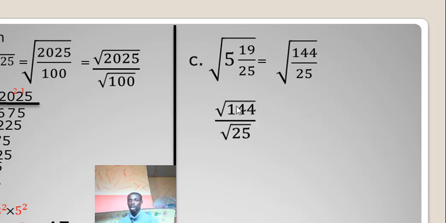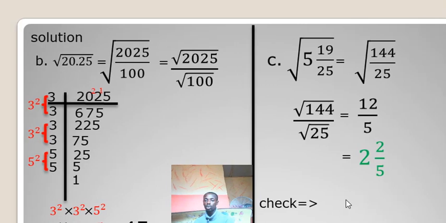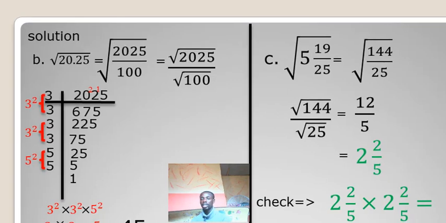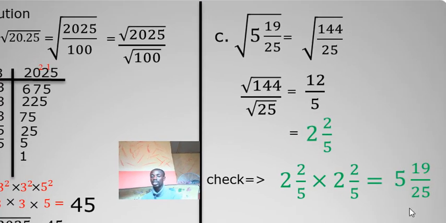So splitting the root, that is root 144 over root 25. Without wasting much of our time, root 144 is 12 and root 25 is 5. So expressing our answer in this same format, mixed number, then that is going to be 12 divided by 5, that is 2. I'm having 2 left, all over 5. So to check, 2 and 2 over 5 multiplied by 2 and 2 over 5, I must have 5 and 19 over 25.